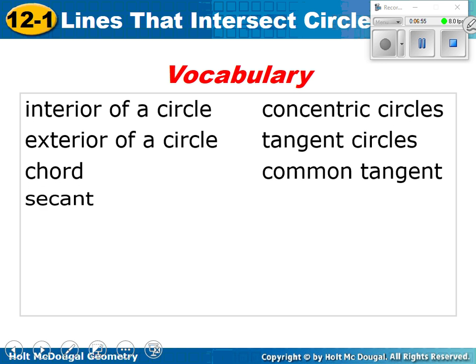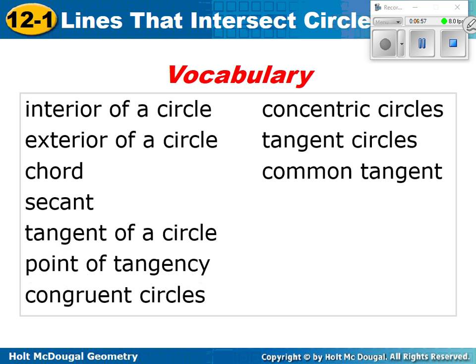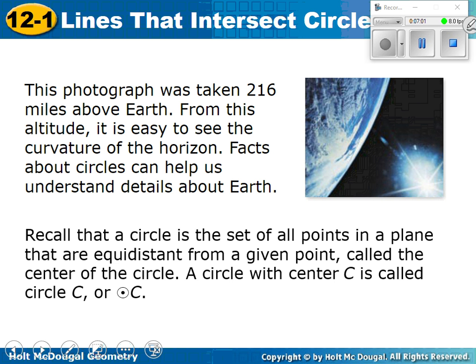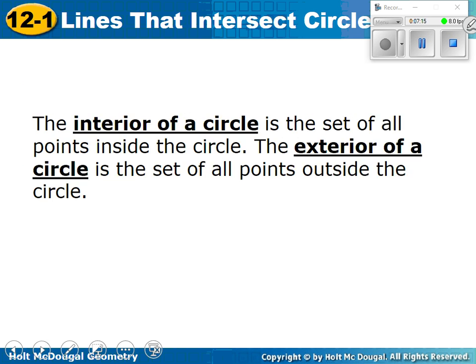So, like I said, tons of vocabulary. The only thing I want to point out on this part of the notes is just a reminder of how you name a circle. To name a circle, you put a little circle with a dot in it and you name it with its center. So just don't forget how to name a circle. Chapter 12 is all about circles.